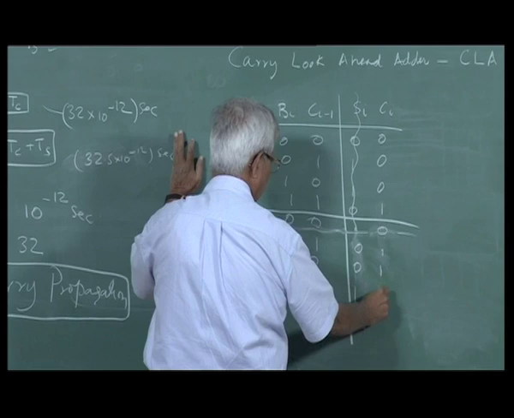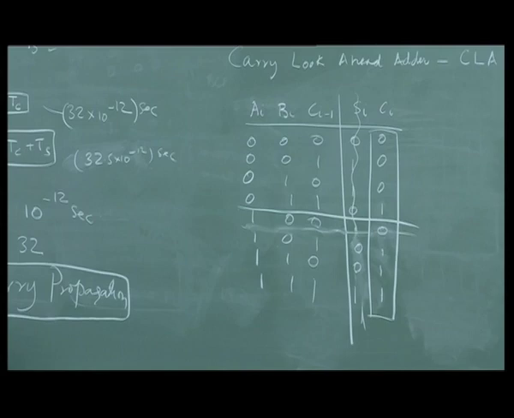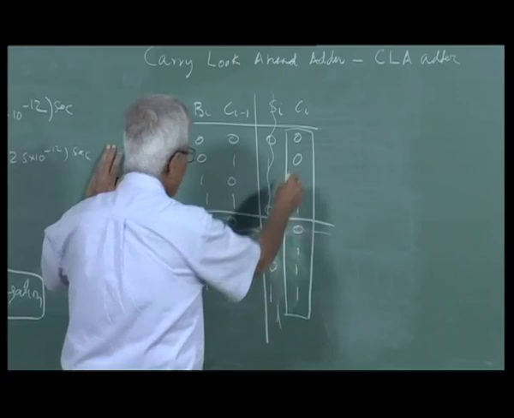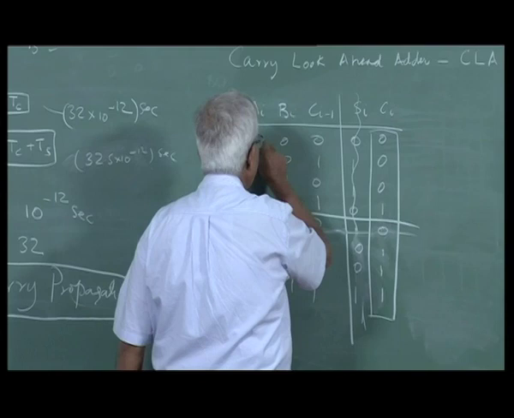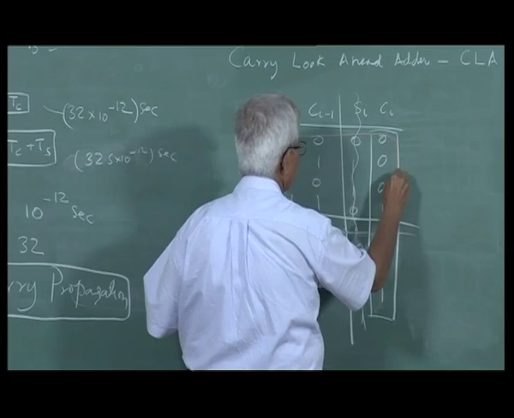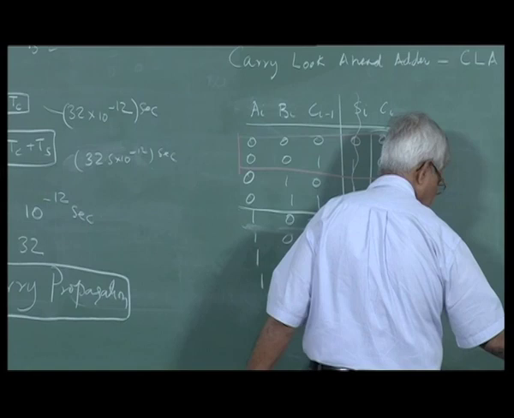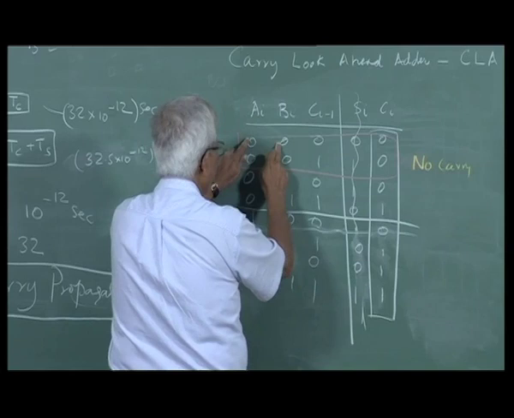This is the carry of the ith stage, in a series of adders. For stage i, the carry will be 00010111. You look at this carry and only at the carry and the inputs. In these two cases, there is no carry. When A and B are both 0, the previous carry may be 1 or 0, it doesn't matter.